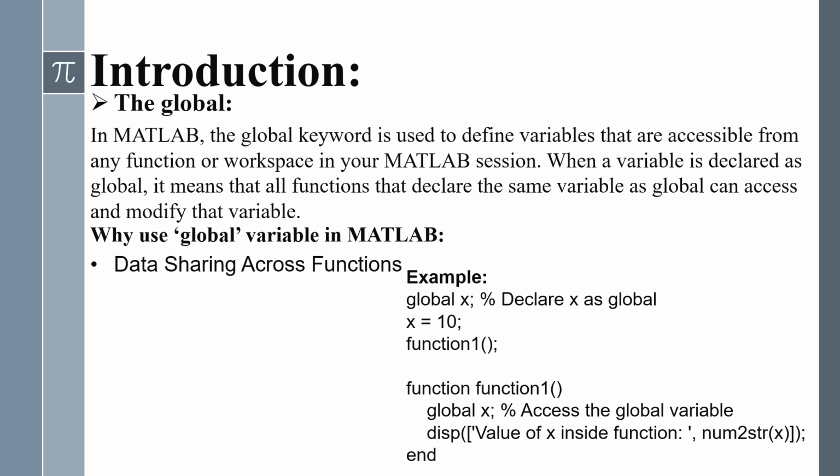First, the variable x is declared as global using global x. Next, x is assigned the value 10. Inside function 1, global x is used again to access the same variable, and the value of x is displayed. Without the global keyword, the function would not recognize the variable x.